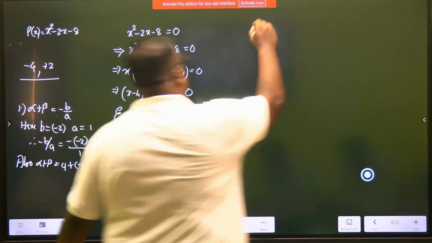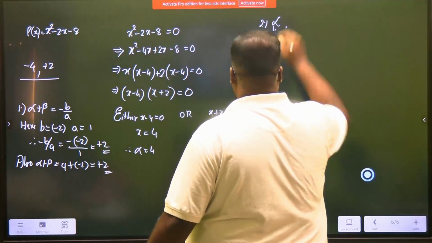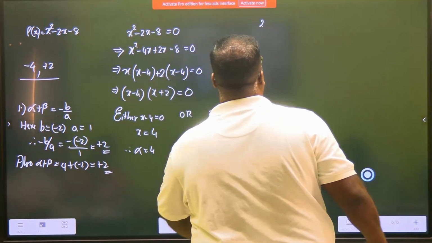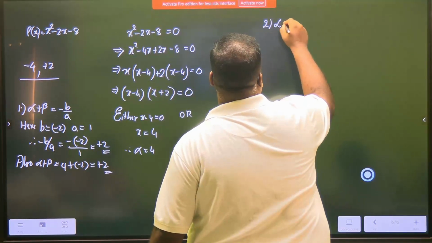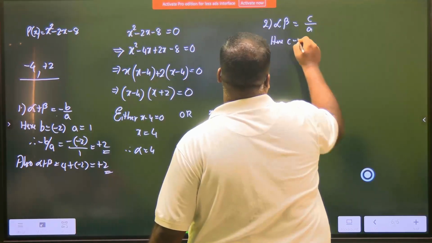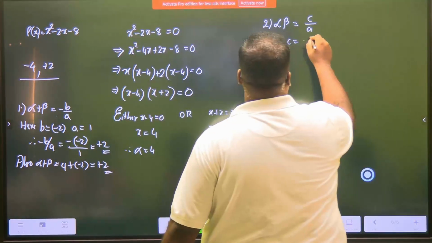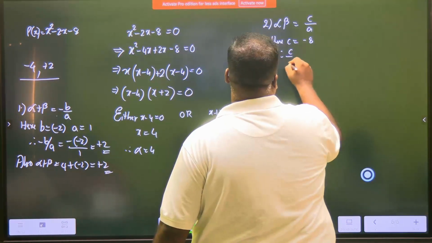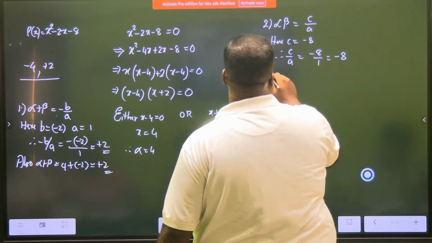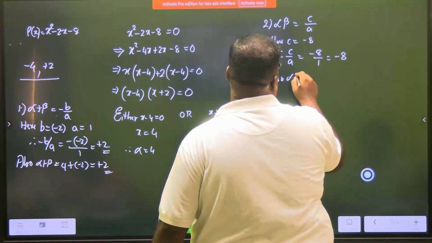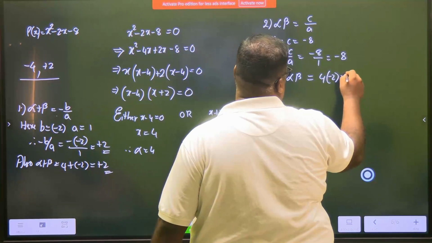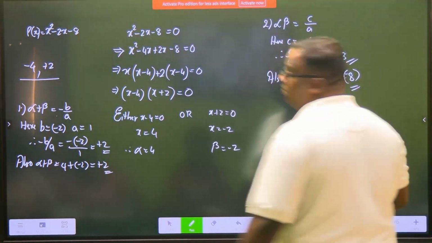Similarly, the second relationship is alpha beta, which should be c by a. So you write here c is equal to negative 8. Therefore, c by a is negative 8 by 1, which is equal to negative 8. Also, alpha beta is equal to 4 into negative 2, which is negative 8. So therefore, you have verified.